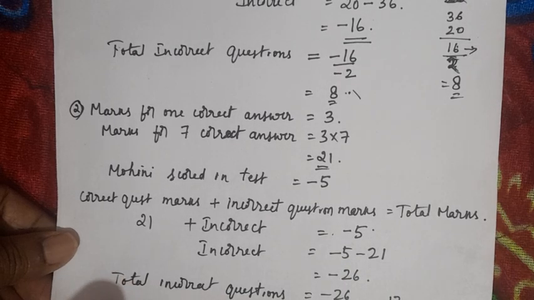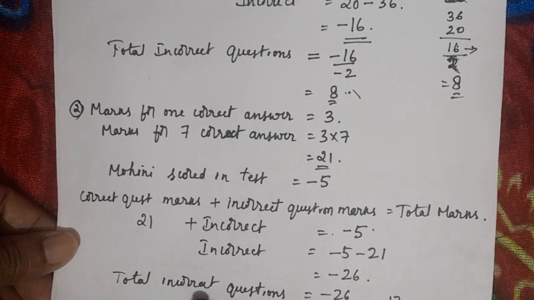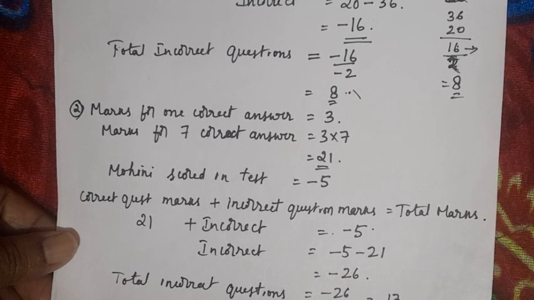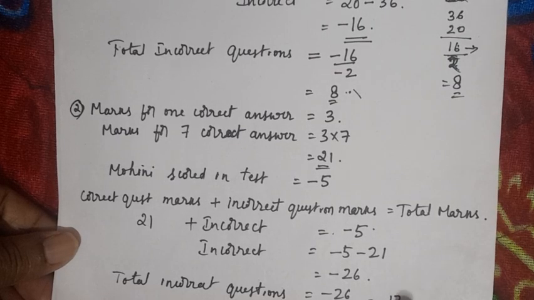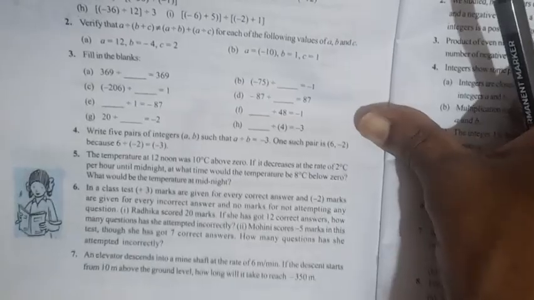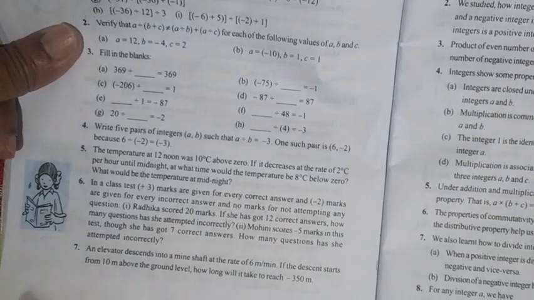So how many questions has she answered incorrectly? The total incorrect questions is equal to -26 divided by -2, because -2 will be given to each incorrect answer. So 2 ones are 2, 2 thirteens are 26, minus divided by minus is plus. So 13 questions she got incorrect answers. Now let's see the next question.